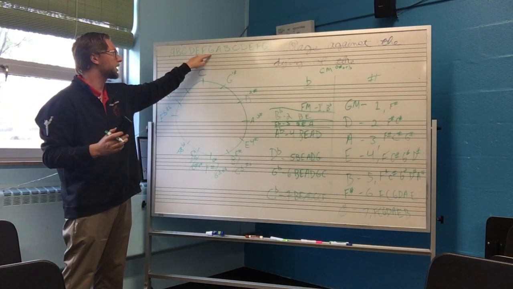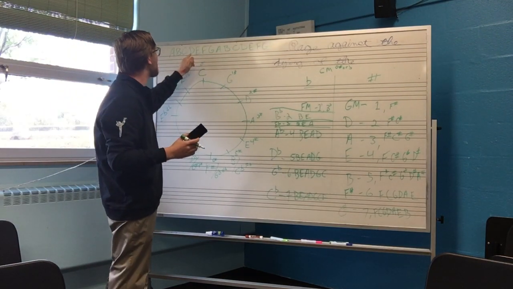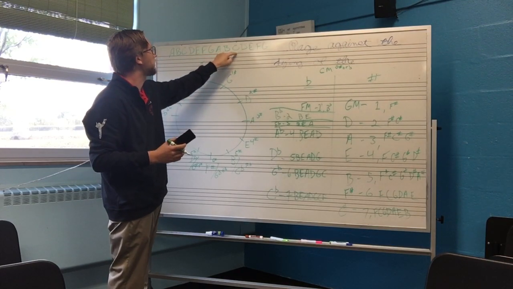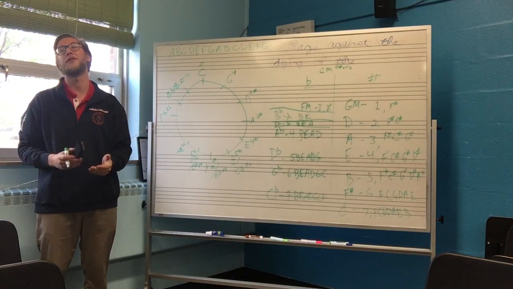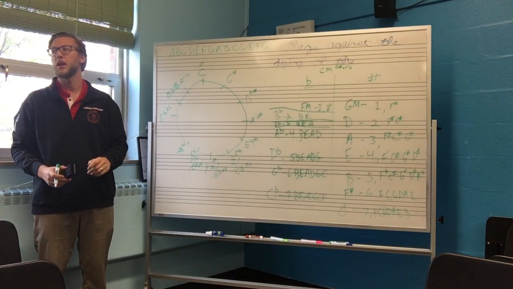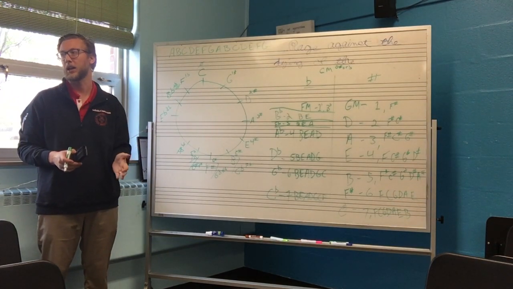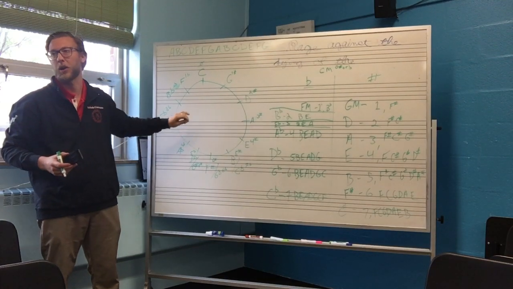How many did you get from G to D? 1, 2, 3, 4, 5. How many from D to A? 1, 2, 3, 4, 5. How many from A to E? 1, 2, 3, 4, 5. This is called the circle of fifths. This is a naturally occurring phenomenon in music, and this has existed for a long, long time.